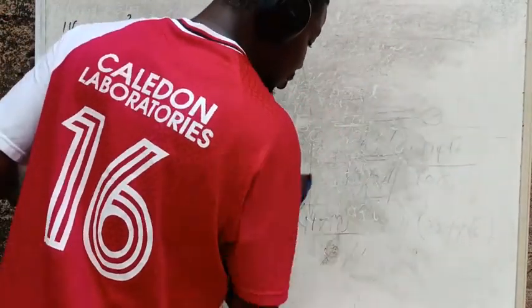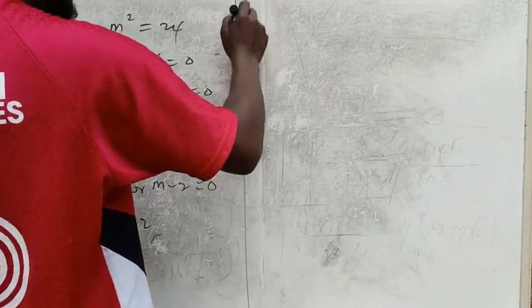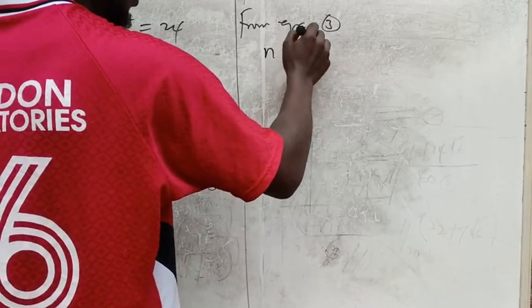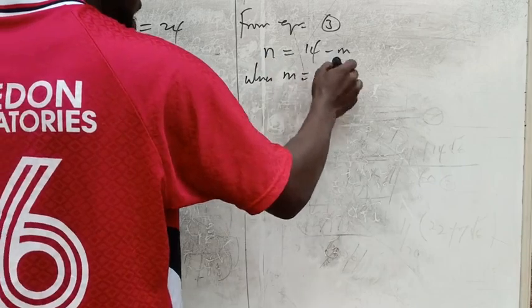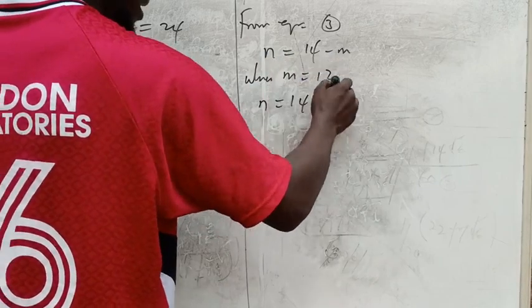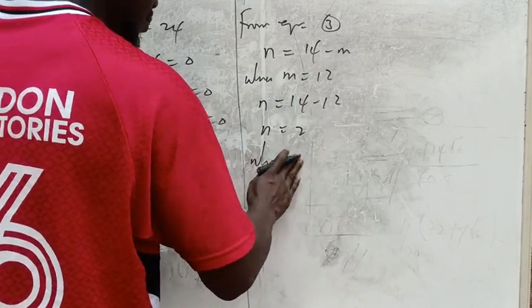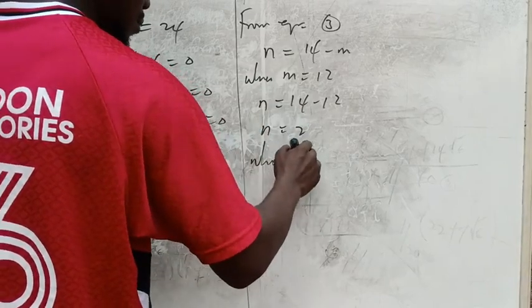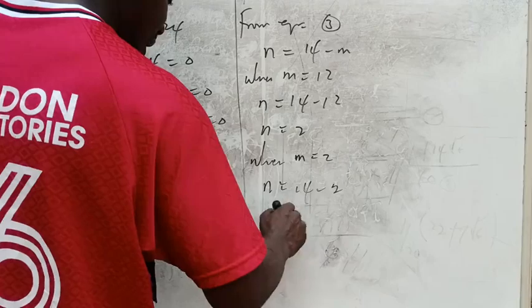So those values become the values of m. So you recall that from equation 3, n is equal to 14 minus m. So when m is 12, n will be 14 minus 12, n will be 2. Then when m is 2, n will be 14 minus 2. So n will be 12.